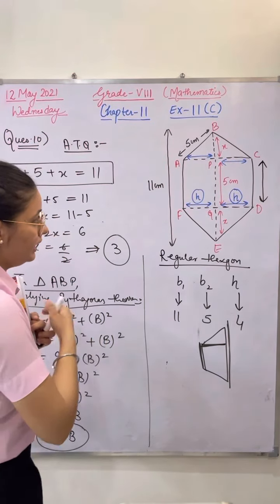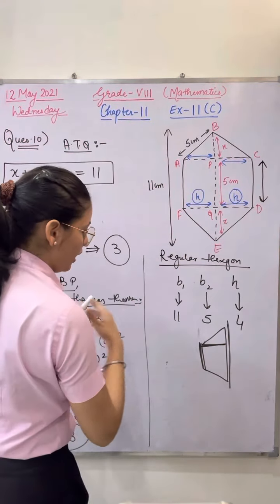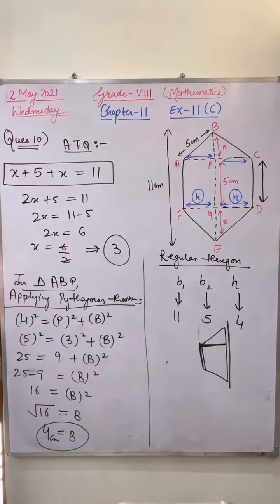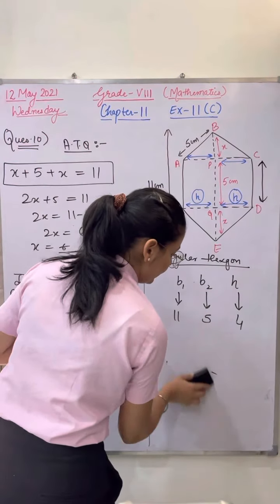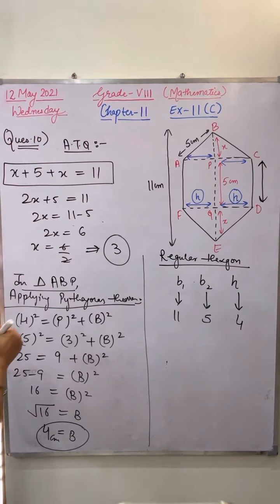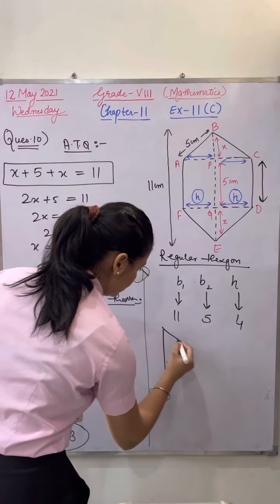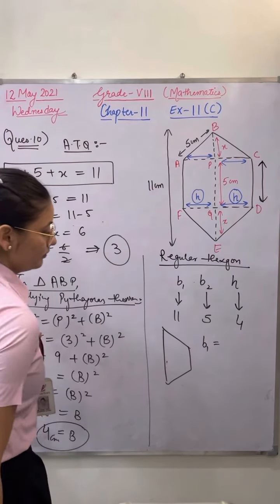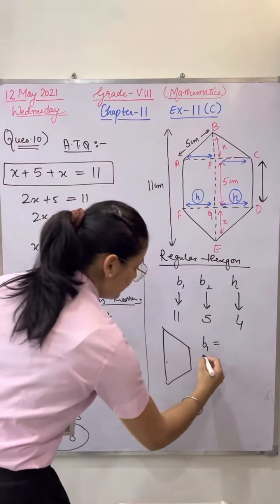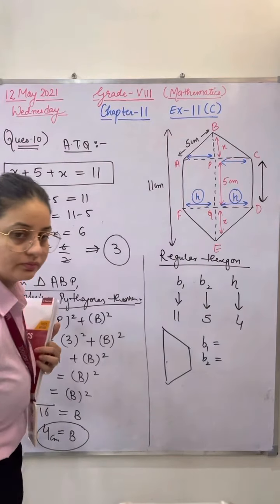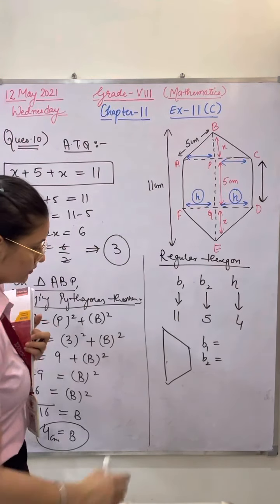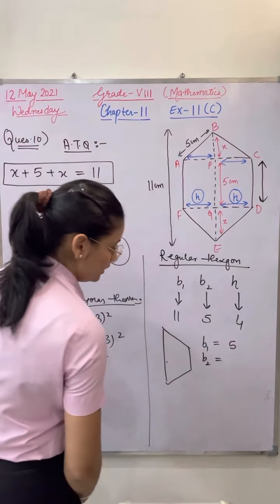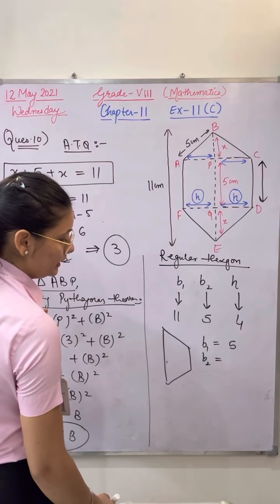Cover, please tell me in this trapezium. Okay, now I'm talking about the next trapezium, on the right hand side. This is the shape of this trapezium. Yes, ma'am. Okay, please tell me what is B1 in this trapezium. B1 and B2. Ma'am, B1 is 5. Okay. And B2 is?